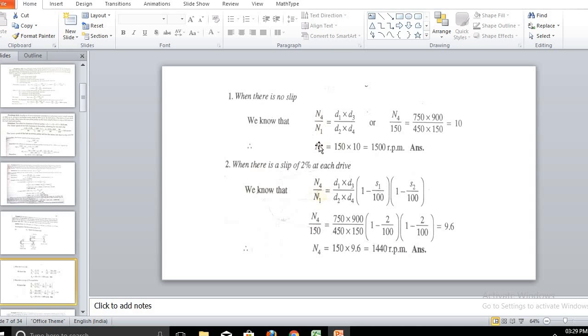So N4 is calculated without slip and N4 is calculated with slip. If you look at the values, it is 1500 rpm without slip and 1440 rpm with slip. So there is a reduction of 60 rpm due to the slip that is present at each drive.